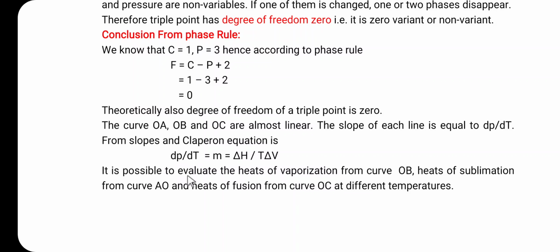So here it is possible to evaluate heats of vaporization from the curve OB, the heats of sublimation from the curve AO, and heats of fusion from the curve OC at different temperatures. This is the use of the phase diagram. With the help of the phase diagram as well as the Clapeyron equation, it is possible to find out the heat of vaporization, heat of sublimation as well as the heat of fusion. So, friends, this is about the water system, and the water system is a one component system. In the next lecture, we are going to discuss another example of the one component system, that is the sulfur system. Thank you.